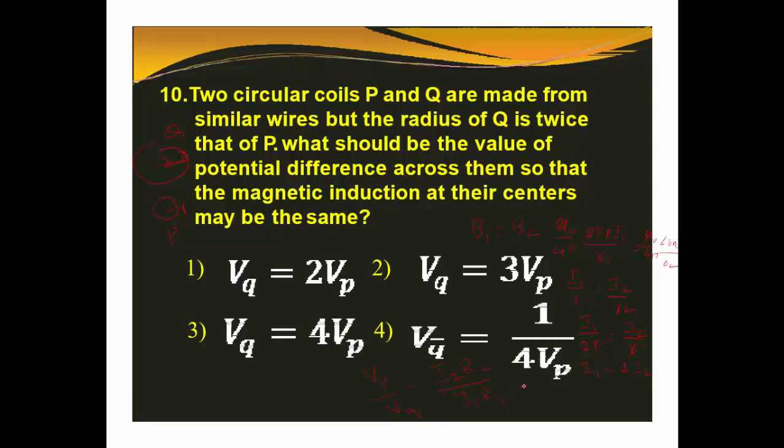Now I2 as it is, I1 is 2I2. Resistance is important here: resistance is directly proportional to length, and length is proportional to 2 pi r, the circumference. So resistance is directly proportional to radius.